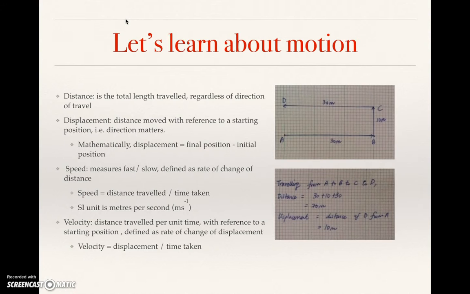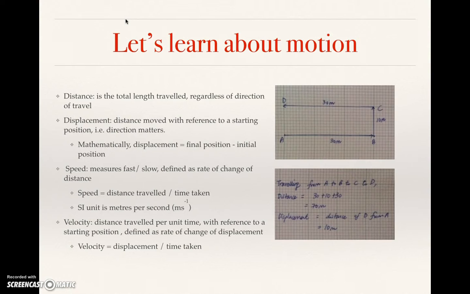Displacement, on the other hand, is distance moved with reference to a starting position, that is to say, direction matters. Mathematically, displacement is the final position minus the initial position. So looking again at the chart that we just saw, in moving from A to B to C to D, displacement is the distance of D from A, so displacement is 10 meters. Displacement is hence a vector quantity. Vector quantities have both magnitude and direction.